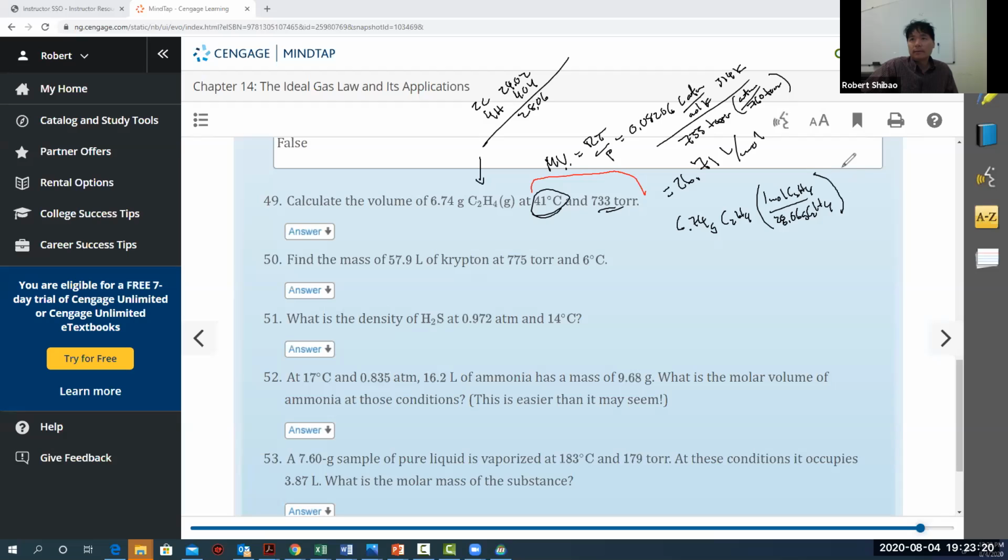And then we don't do any mole to mole conversion because there's no reaction here. And so we're just going to use the molar volume, 26.71 liters of gas per mole of gas under this pressure and temperature conditions. And so that's the way I do it here.